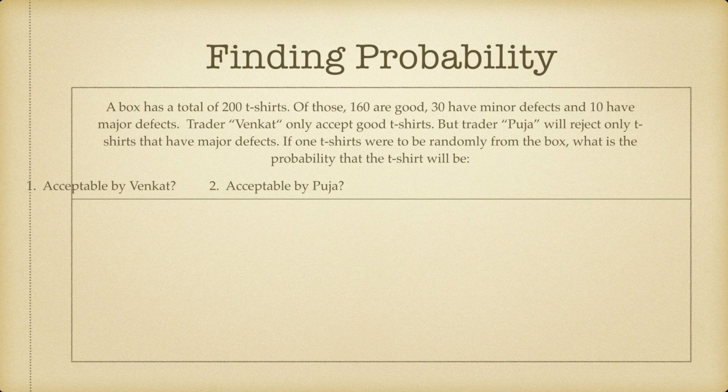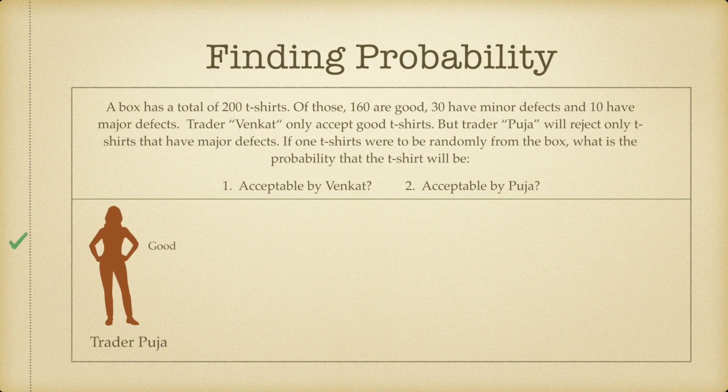Now let's find out what is the probability of t-shirts which are acceptable by Pooja. So here is our trader Pooja. Now what are her criteria? She will reject only t-shirts with major defect. That means she is going to accept good t-shirts. She will also accept t-shirts with minor defects, and she rejects t-shirts with major defect.